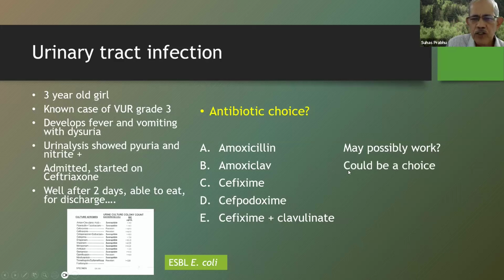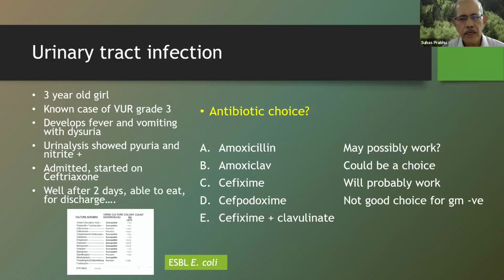Now, if you extend this to cefixime, it will also possibly work because ceftriaxone and cefixime have essentially the same spectrum. If the patient responded to ceftriaxone, he will respond to cefixime. Amoxiclav could be a choice, but again, you don't need the beta-lactamase inhibitor here. You're tempted to use it because the organism is supposed to be a beta-lactamase producer. But that is as per the lab report on achievable levels in the blood. In the urine, you probably don't need the beta-lactamase inhibitor.